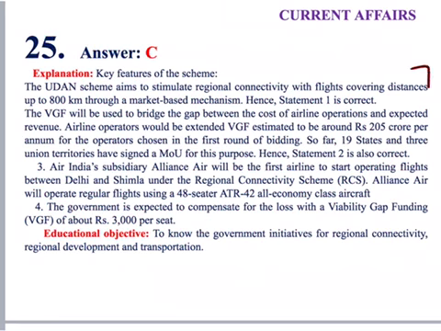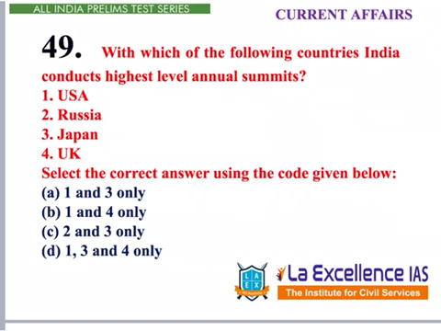Here is the explanation for that question. Please go through it once. UDAN scheme, also known as Regional Connectivity Scheme. Next current affairs question is given under question number 49.